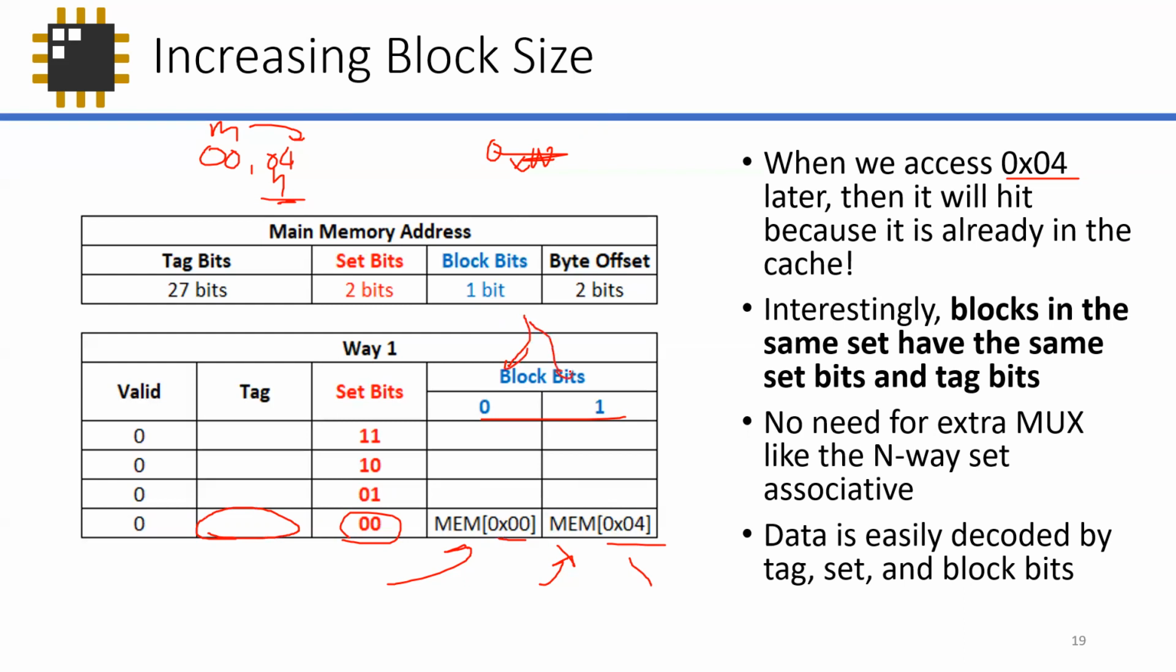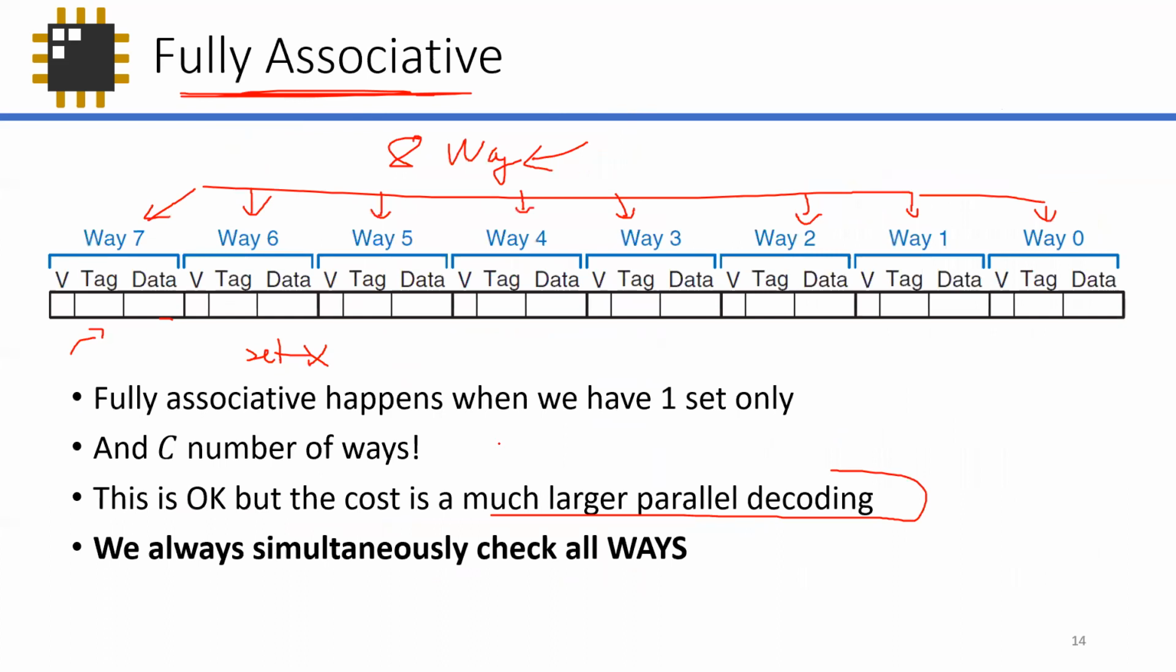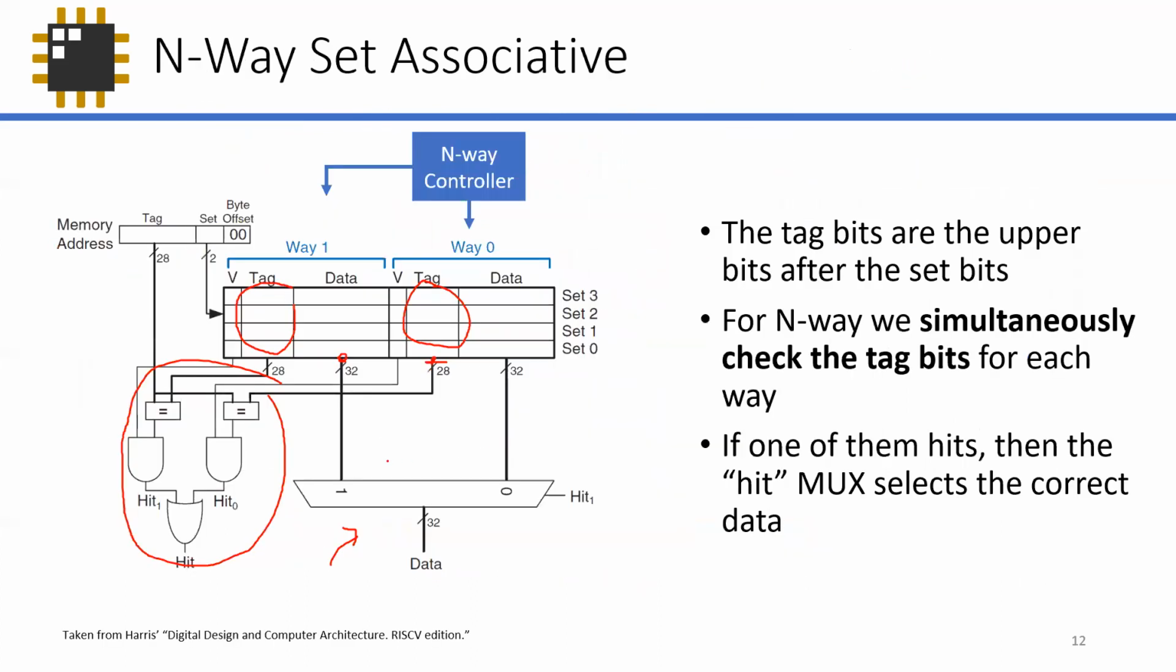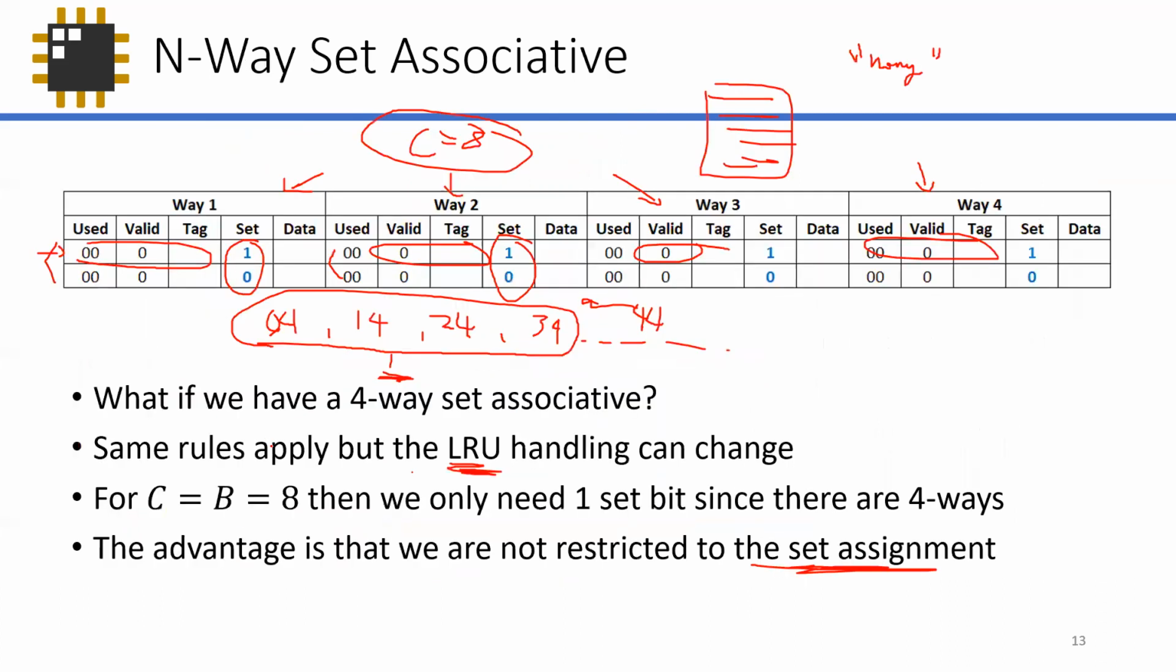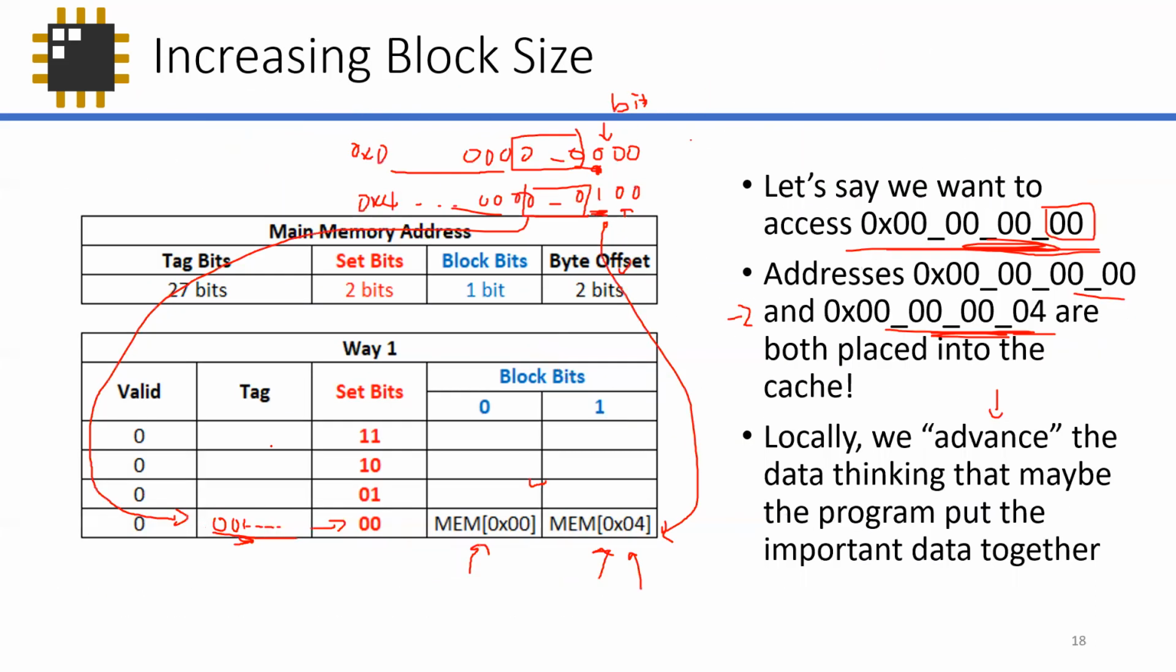That's pretty much it. Now here's the thing: you don't need to compare these 2 bits simultaneously if it's a hit, because the tag bits are the same. It's unlike the n-way set associative cache, where I have to compare the tag bits all at the same time. I don't have this decoding anymore if I increase the block size. So spatial locality allows us to do that.